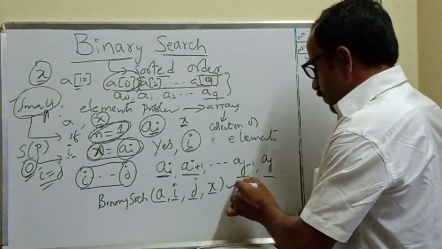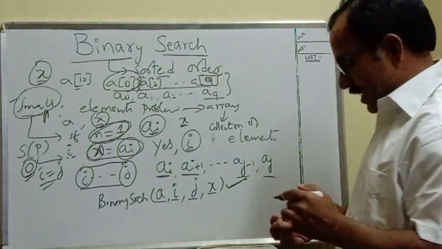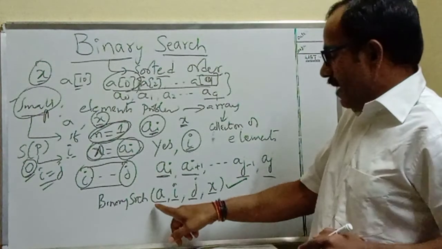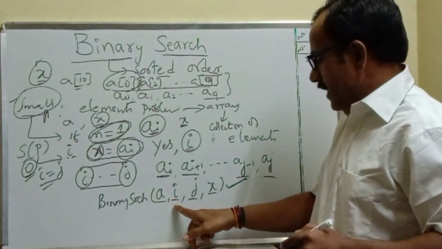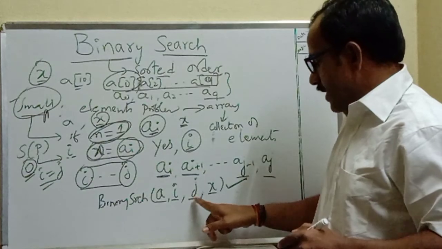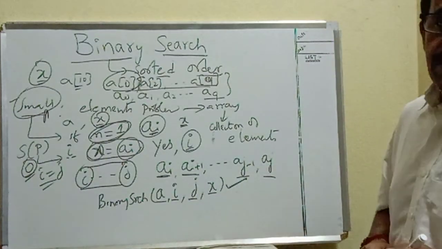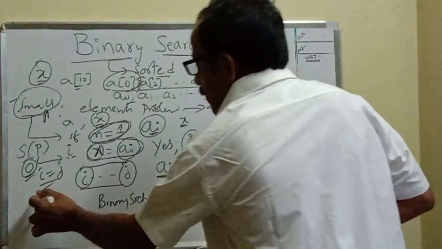But the binary search procedure is represented like this with four parameters. The first parameter is the array name, the second is the initial location number, the third is the last location number, and the fourth is the searching element. Okay, now we are going to search for element x.